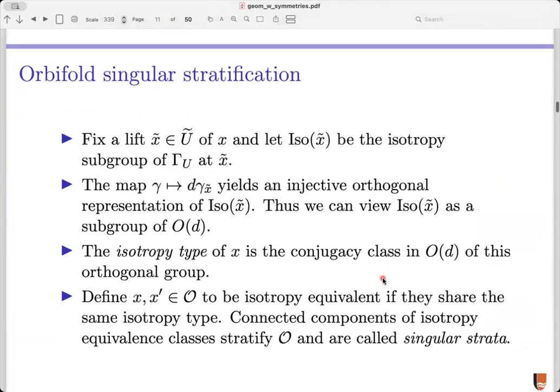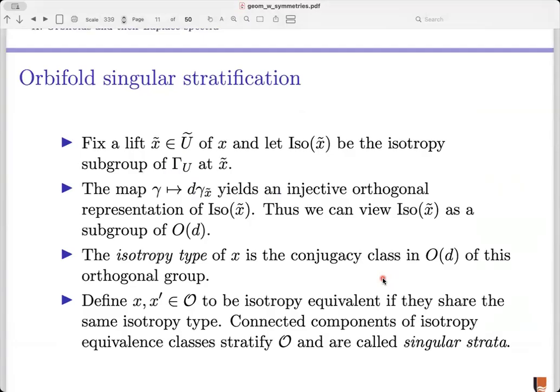So what makes an orbifold interesting is that it has a stratification by singular points. So how do we do that? Take a point in your orbifold, just point x. You have that local quotient structure, so take a lift of that point in U tilde, that local neighborhood around it that we're taking the quotient of. Since gamma U is acting on U tilde, there's going to be an isotropy subgroup of gamma U associated to x tilde. So we'll take that isotropy subgroup.